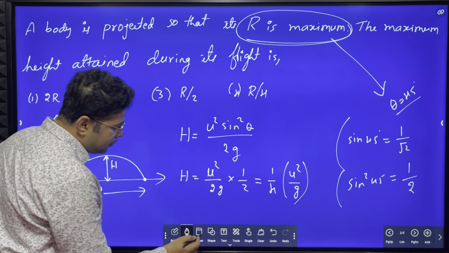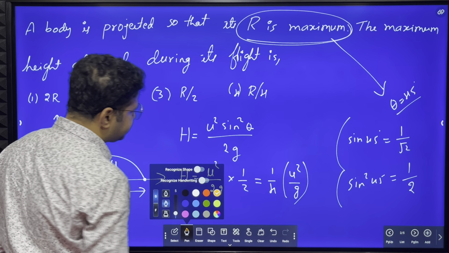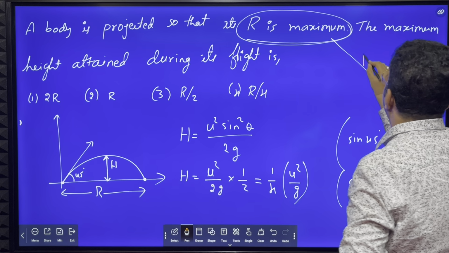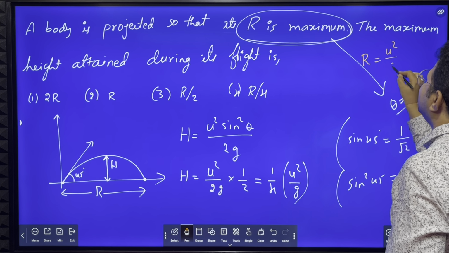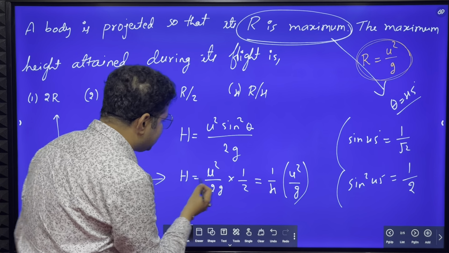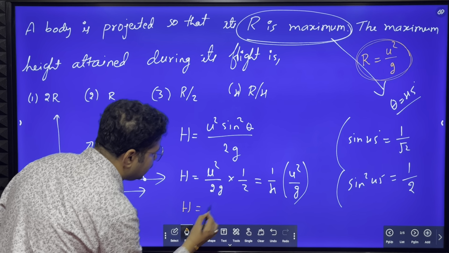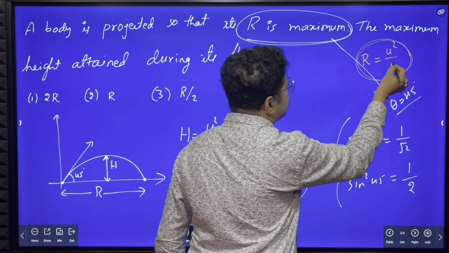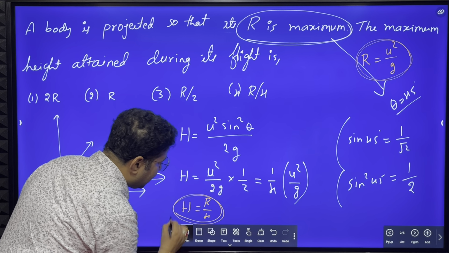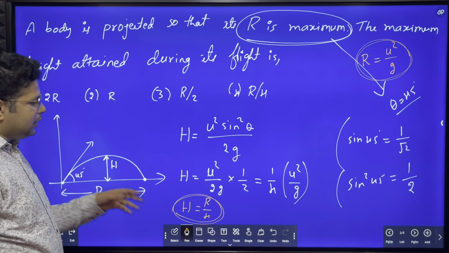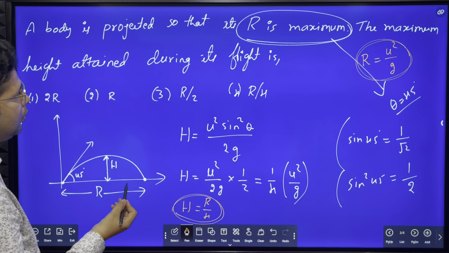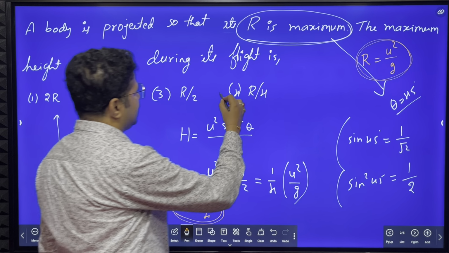Now what is u square by g? The body is projected so that the range is maximum. What is the formula for maximum range? U square by g. Maximum range is u square by g. Now what is H? H is equal to 1 by 4 into u square by g. U square by g means the maximum range, so H is equal to R by 4. The maximum height reached in its flight is R by 4. This is the correct answer.